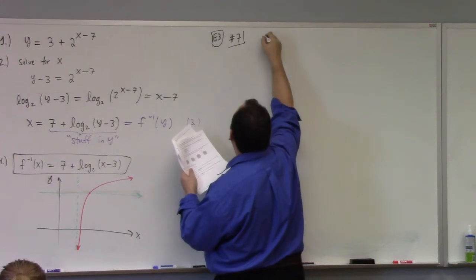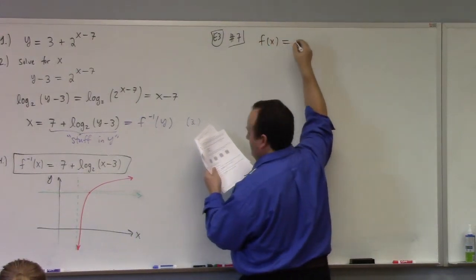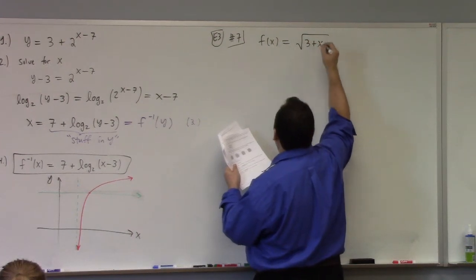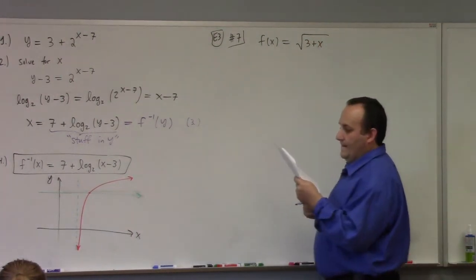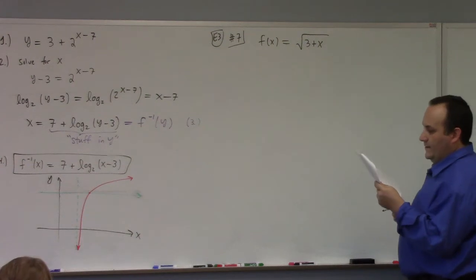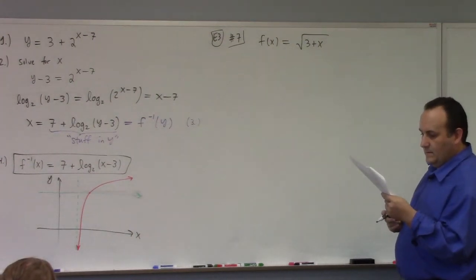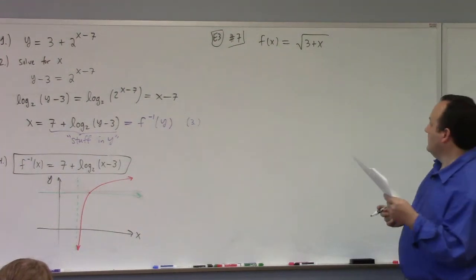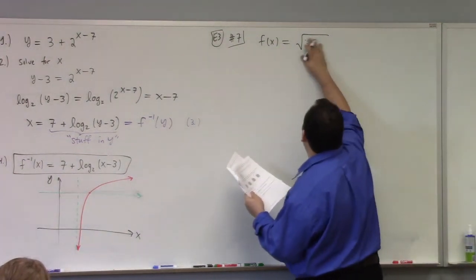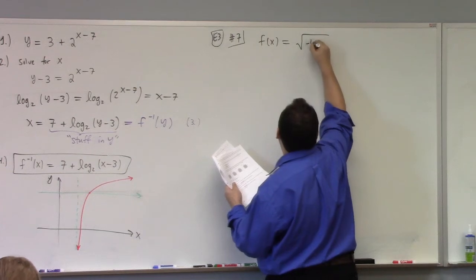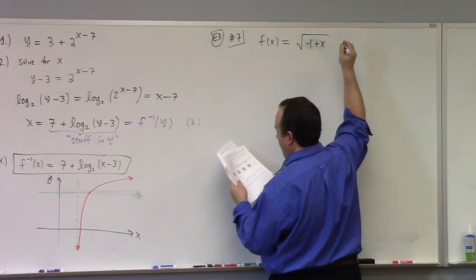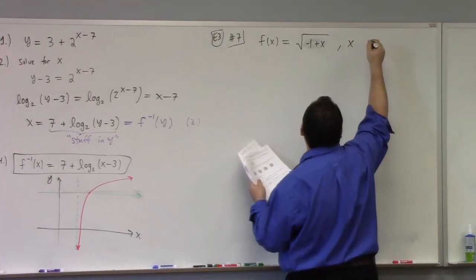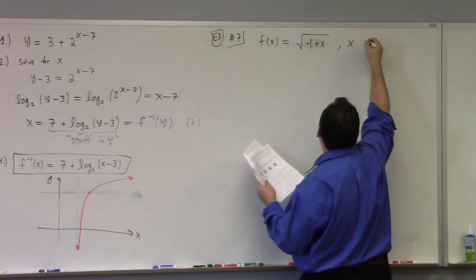So we're given f of x equals, for me, it's the square root of 3 plus x, right? Oh, mine was a negative. A negative? Oh, well, square root of negative 1 plus x. That's the one. You got square root of negative 1 plus x. And then what's it say? x greater than or equal to 1? Yep.